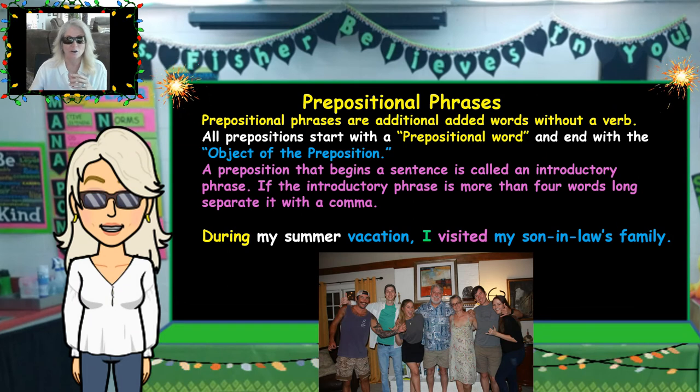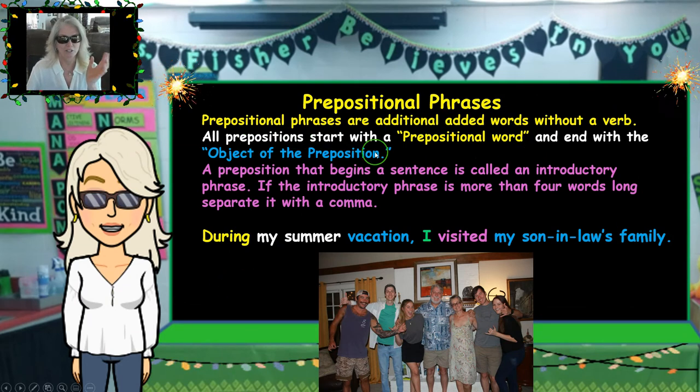Prepositional phrases are additional added words without a verb. All prepositional phrases start with a prepositional word, and they end with the object of the preposition. A prepositional phrase that begins a sentence is called an introductory phrase. If the introductory phrase is more than four words long, then it must be separated with a comma.